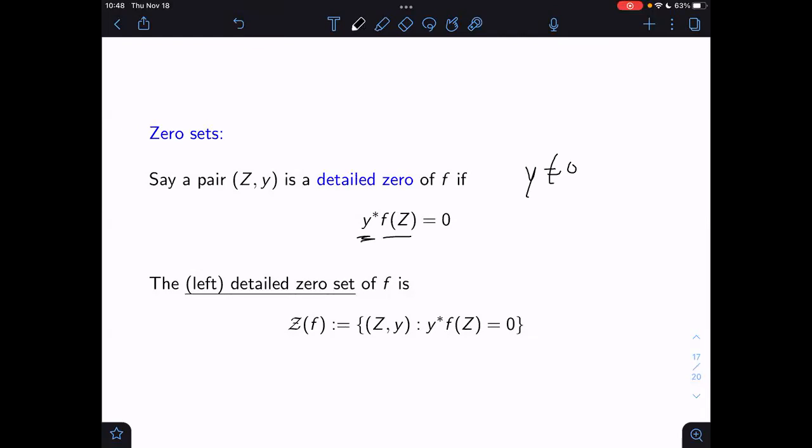This is set up for right invariant subspaces. Of course, there's also a left invariant version where you just look at the other side. And so the left detailed zero set will simply be all the pairs, again, where Y is a non-zero vector, of these zeros. So this is the analog of a zero set of an NC rational function.